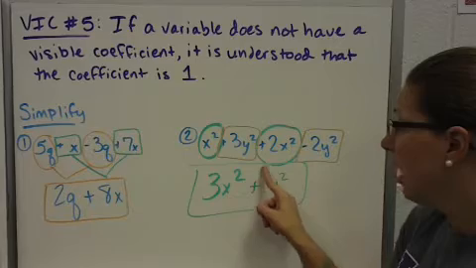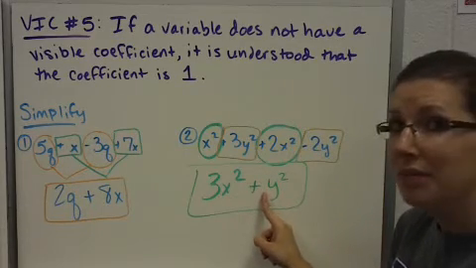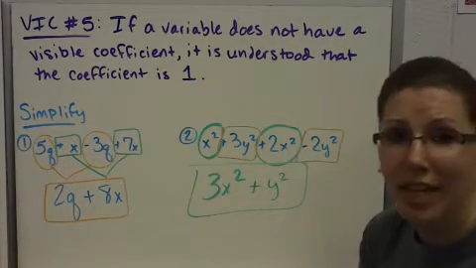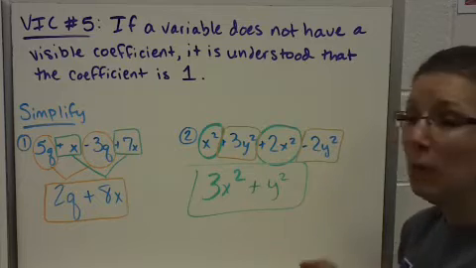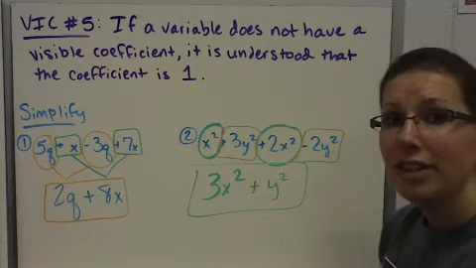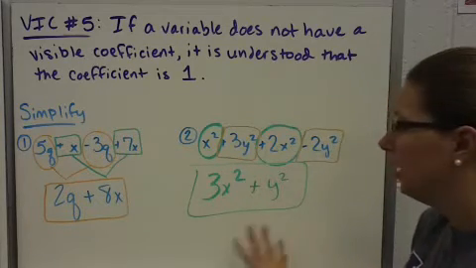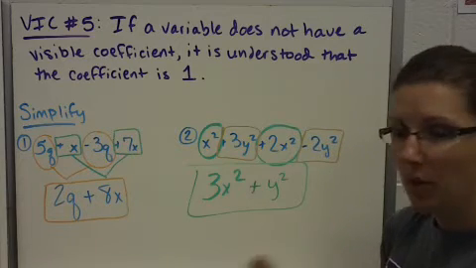Now, I do not need to put a 1 there. That's more work. That's extra pencil that I'm using. So just leave it y squared because it's already understood that that's 1y squared. Just y squared, no 1 in front.